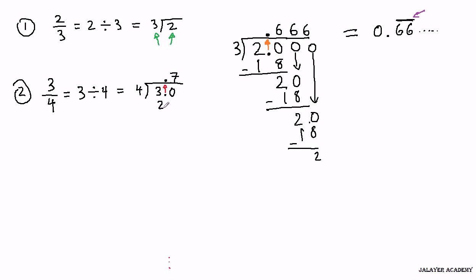7 times 4 is 28. 30 minus 28 is 2. You bring down another 0, and then you ask yourself, how many times does 4 go into this new number, which is 20? Well, 4 goes into 20 exactly, cleanly, 5 times. 5 times 4 is 20. 20 minus 20 is 0, and we're done. Our answer is a crisp and clean 0.75.